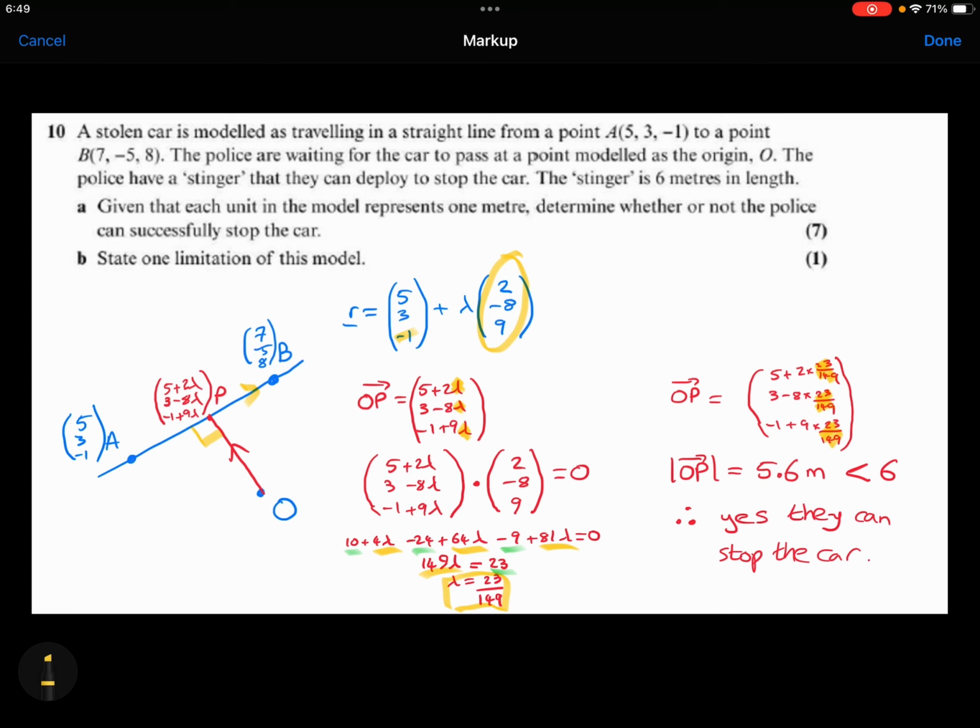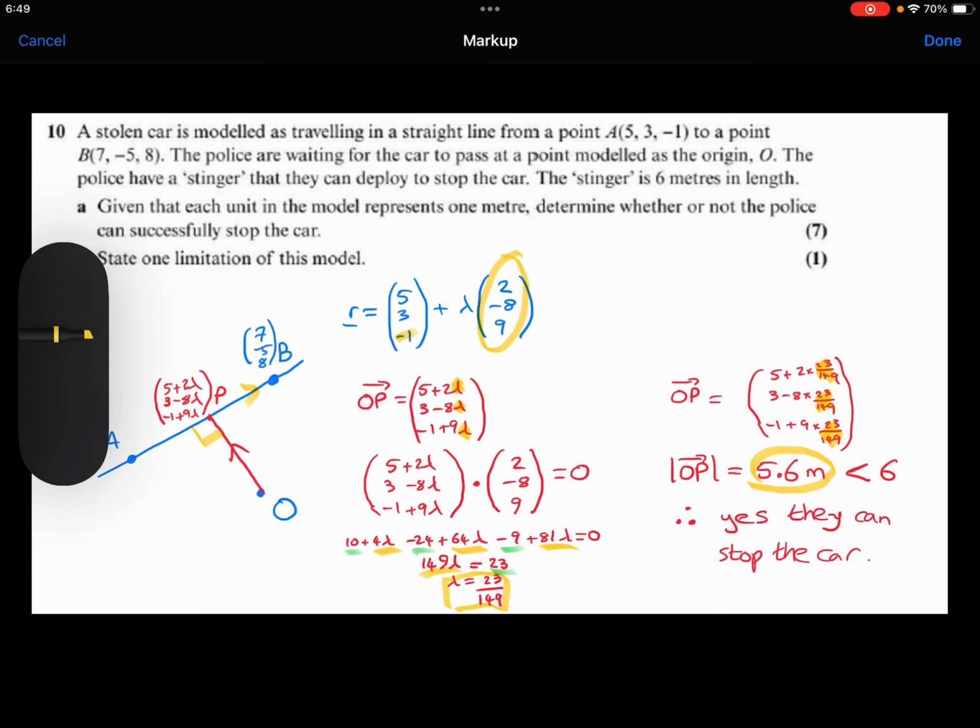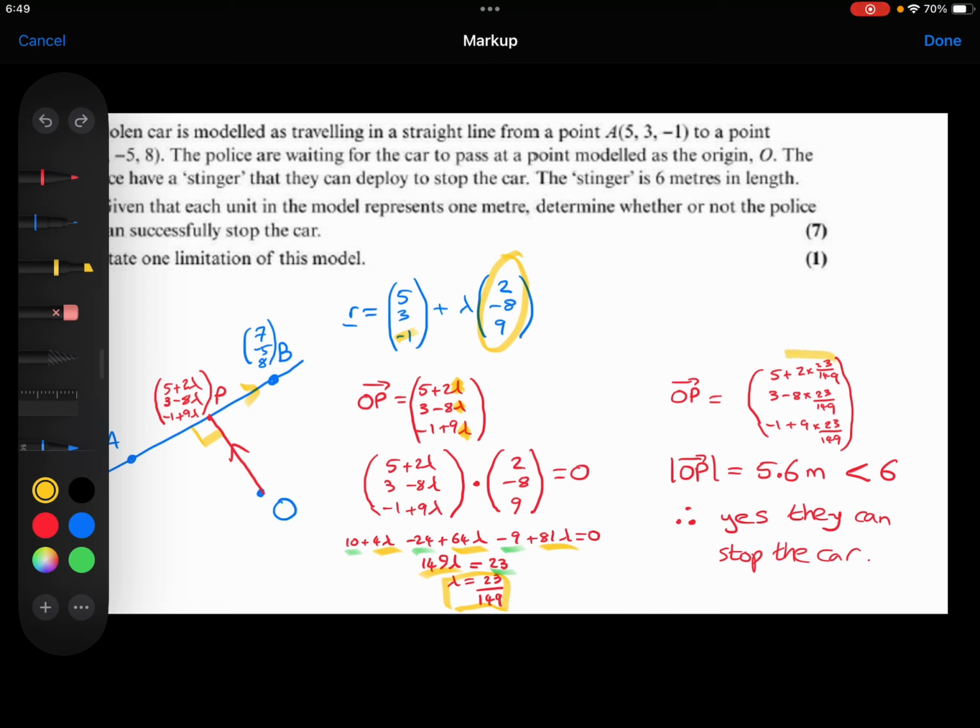I've then worked out the magnitude of that vector to find out how far the car is away from the police. So I've just done this value squared plus this value squared plus this value squared, all square rooted, and that gave me 5.6 metres. So the closest the car goes to the police is 5.6 metres, which is less than the length of the stinger device. So therefore, yes, the police can stop the car.